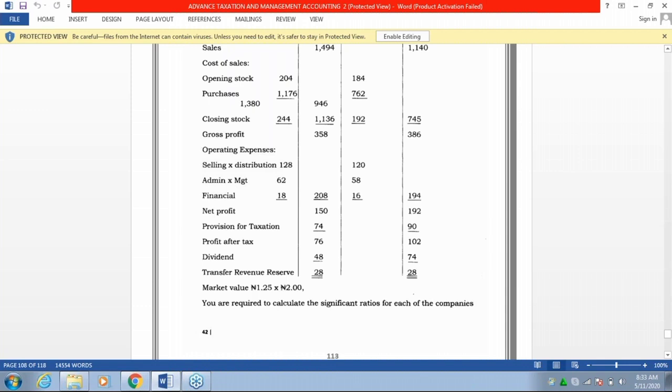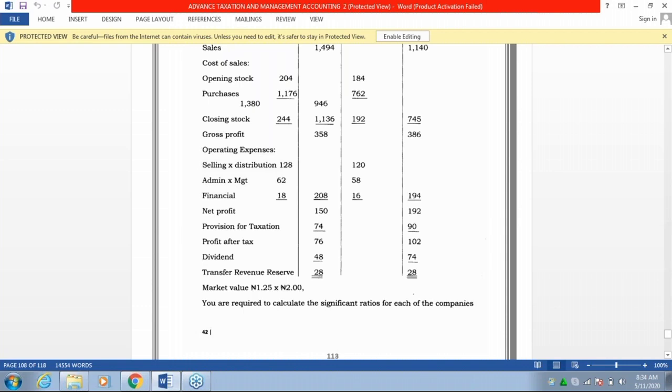So the provision for tax, 74,000. So profit after the tax, this is the profit after they are paid the what? They are paid the tax. Can you see it? Because they remove this 74,000 naira from 150. So when you look at that, you discover that it will give us this. Then dividends is 48. Transfer revenue reserves 28. You can see. So the market value is 1 naira 25 kobo multiplied by 2 naira.